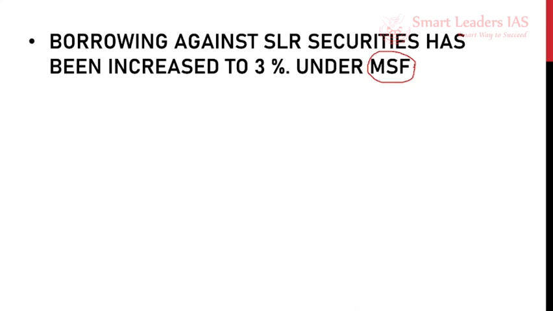But there is one condition: if you come to me and ask for repo rate or a repurchase agreement, you have to give me certain assets or securities which are not part of the SLR. You should not touch or violate SLR norms. Now if you have no bond with you, if you have no security with you, but you still need a loan from the RBI, you cannot come under the repo rate. You have to come under the marginal standing facility rate.